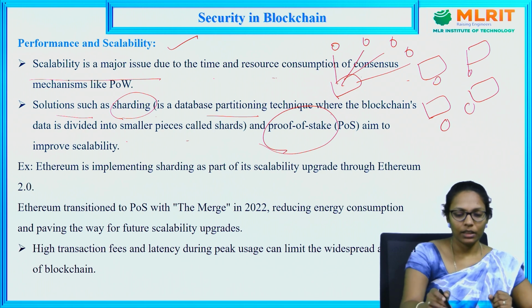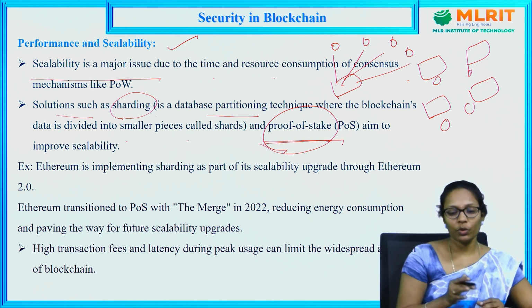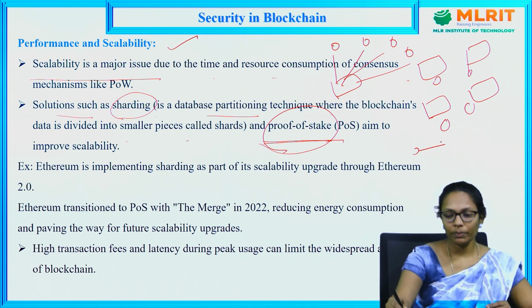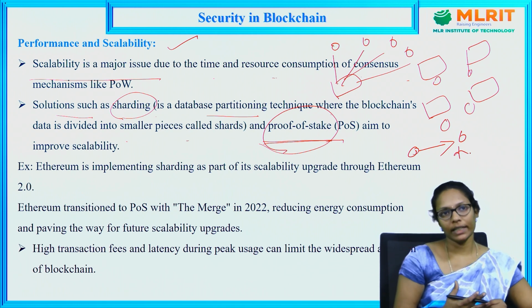And next, another thing is proof of stake. So in proof of stake, the complexity will be reduced when compared to the proof of work. So in proof of stake, the user who is going to validate the transaction needs to stake some amount as a collateral. So if I stake some amount, then only I am eligible to validate the transaction.